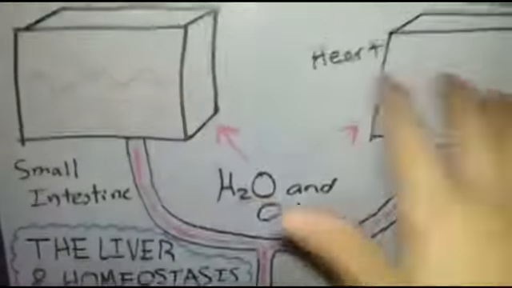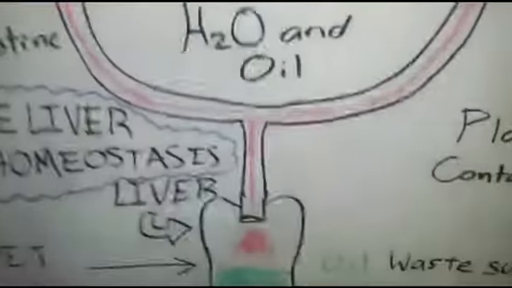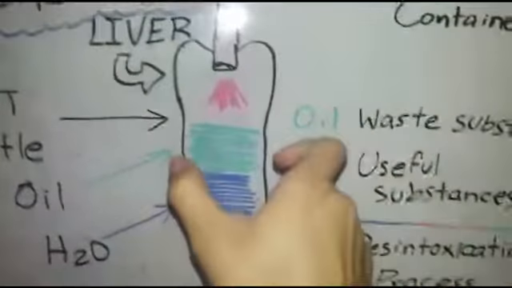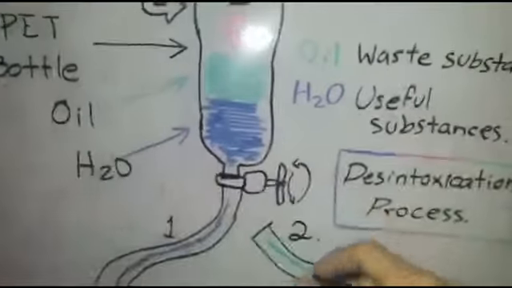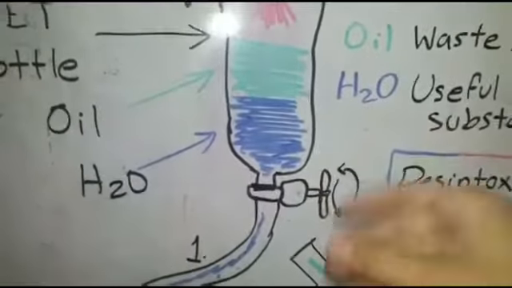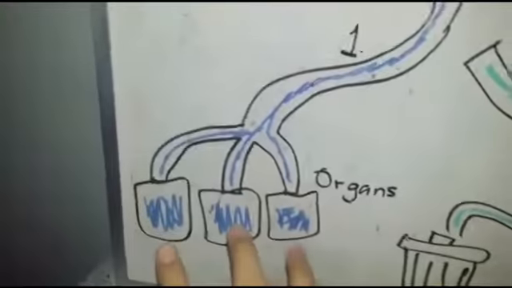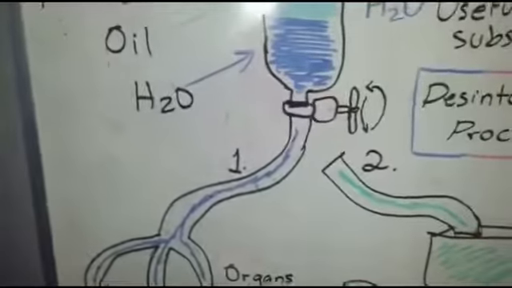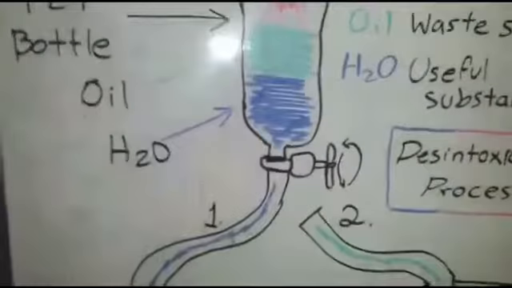Then this mixture will fall through this plastic hose and down to this PET bottle that represents the liver. We are going to wait until the oil and the water are separated, and we are going to connect the first hose to the plastic bottle. We open the faucet and the water will fall through these other plastic containers that represent the organs that the liver supplies with nutrients, vitamins, carbohydrates, and proteins.